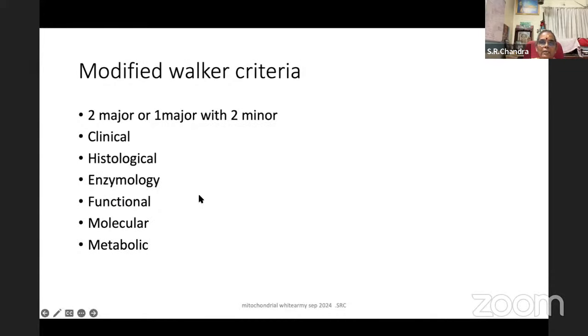And we have got criteria. So many criteria are there. I will be mentioning some of them at the end also. Modified Walker criteria: you should have 2 major or 1 major with 2 minor. So the criteria are categorized under clinical, histological, enzymological, functional, and molecular and metabolic factors. So all these parameters are used to form the Modified Walker criteria.